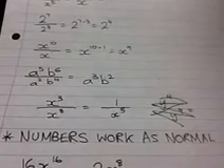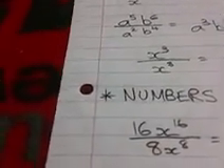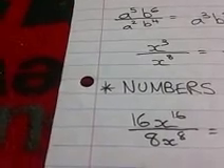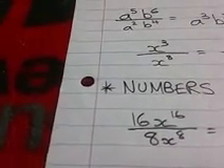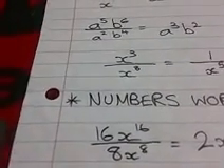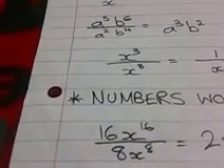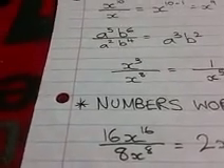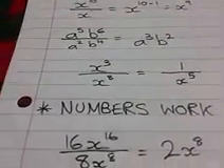Let's remind ourselves of the very important rule: numbers work as normal. So if you have 16x to the 16 divided by 8x to the 8, that's 16 divided by 8 normally, which gives you 2, and you have x to the 16 divided by x to the 8, 16 minus 8, which gives you 8.